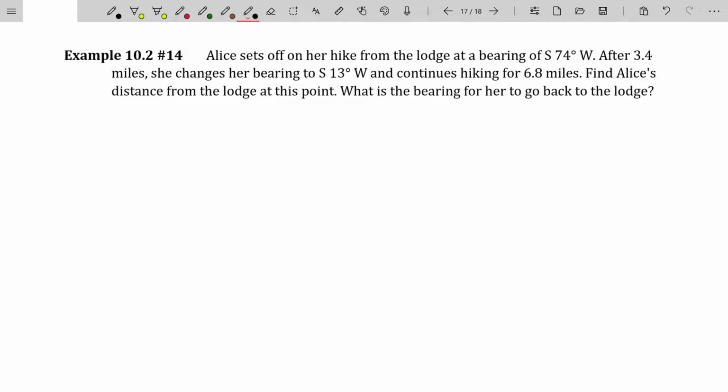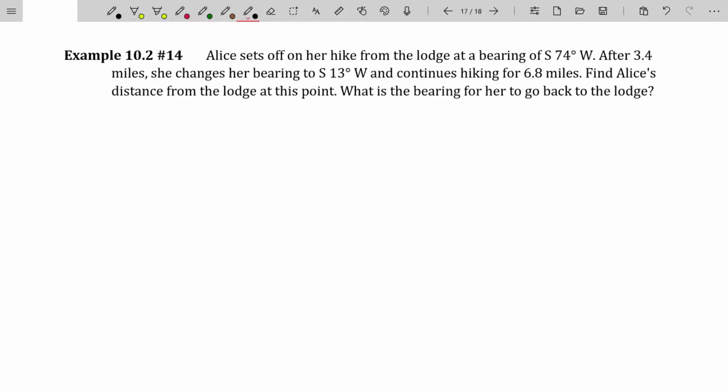All right. Alice sets off on her hike from the lodge, I guess there's a lodge, at a bearing of south by 74 degrees west. After 3.4 miles, she changes her bearing to south by 13 degrees west and continues hiking for 6.8 miles. Find her distance from the lodge at this point. And what is the bearing for her to go back to the lodge? Really good, solid problem here.